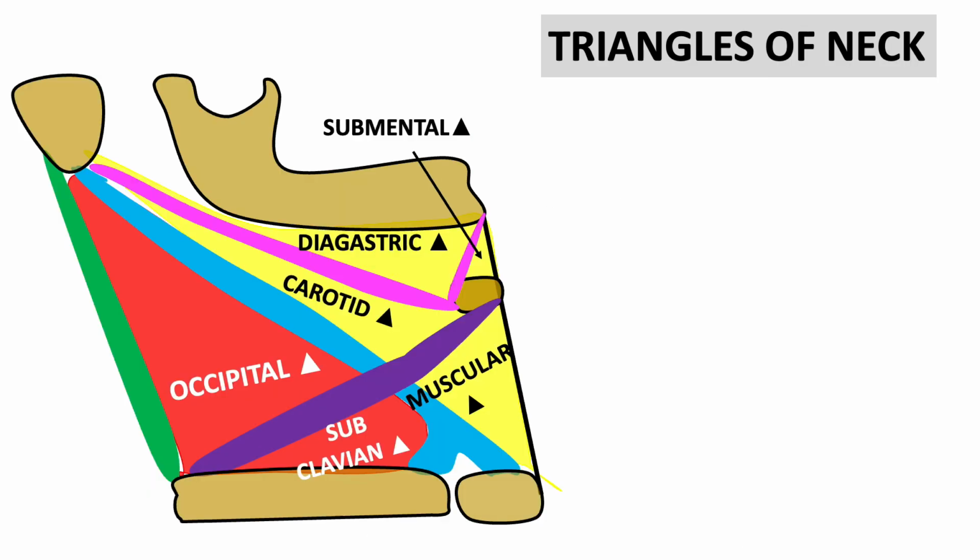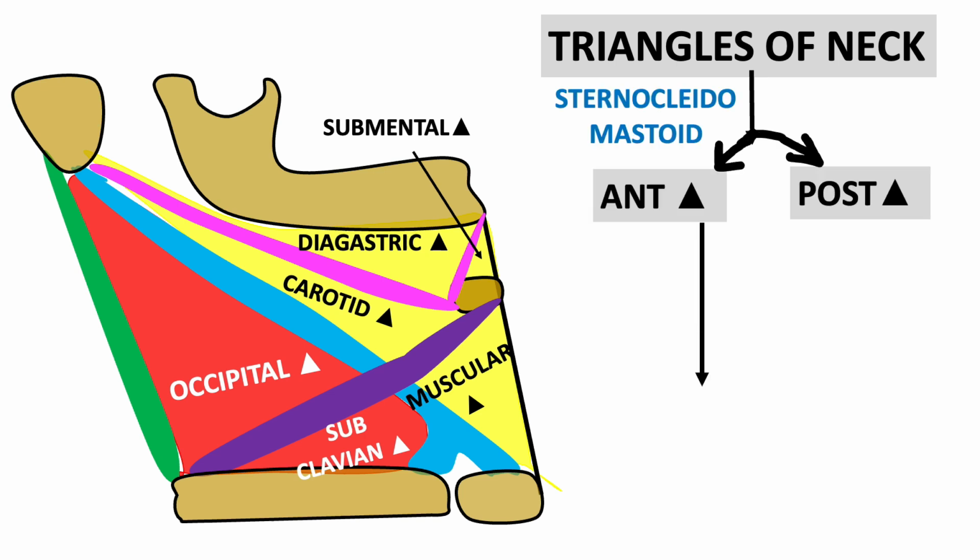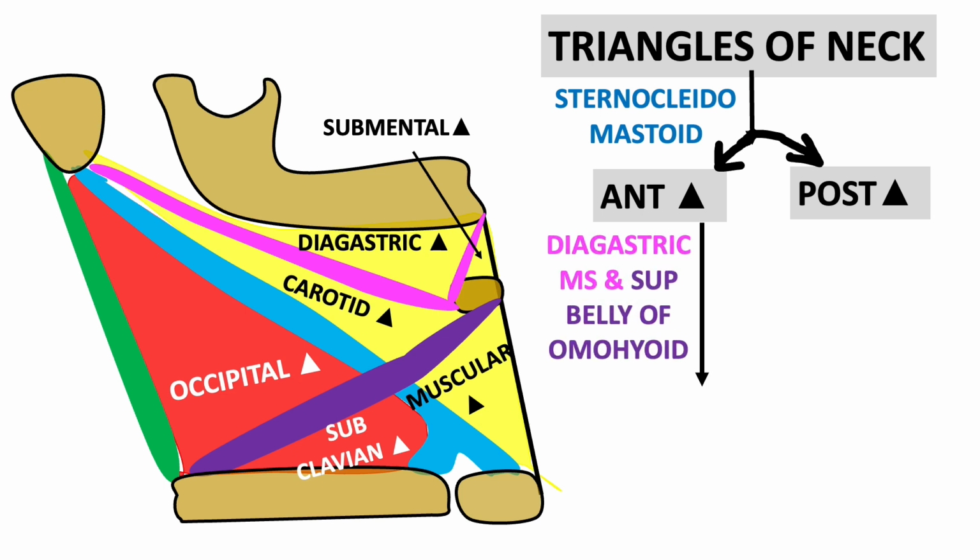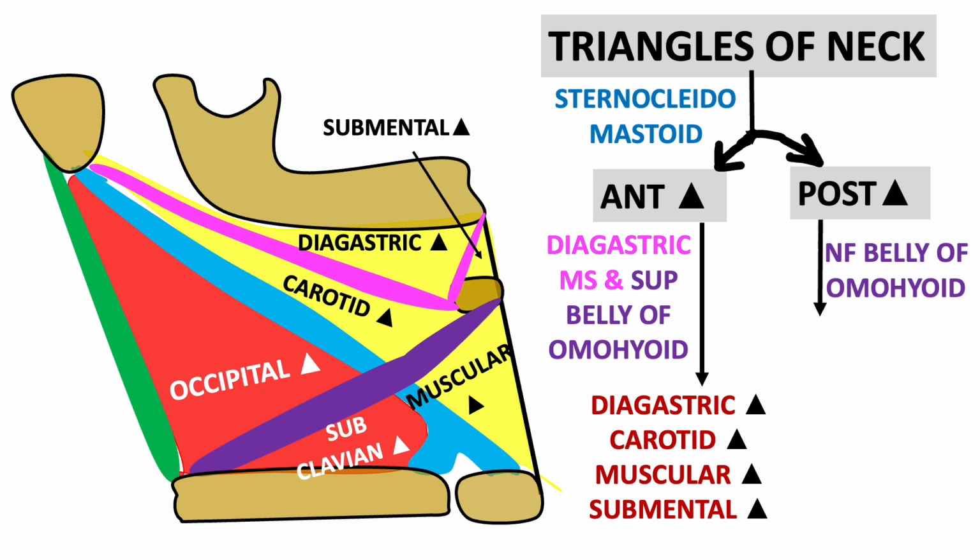The triangle of the neck is divided by the sternocleidomastoid muscle into two triangles, the anterior and the posterior triangle. Then the anterior triangle is divided further into 3.5 triangles by the digastric muscles and the superior belly of the omohyoid. And the posterior is divided by the inferior belly of the omohyoid. The anterior is divided into the carotid triangle, muscular triangle, submental triangle, and the digastric triangle. And the posterior is divided into the occipital and the subclavian or subclavicular triangle.